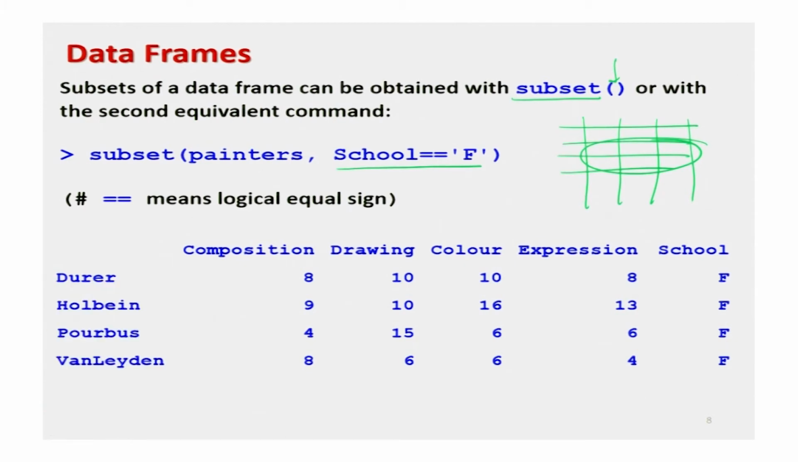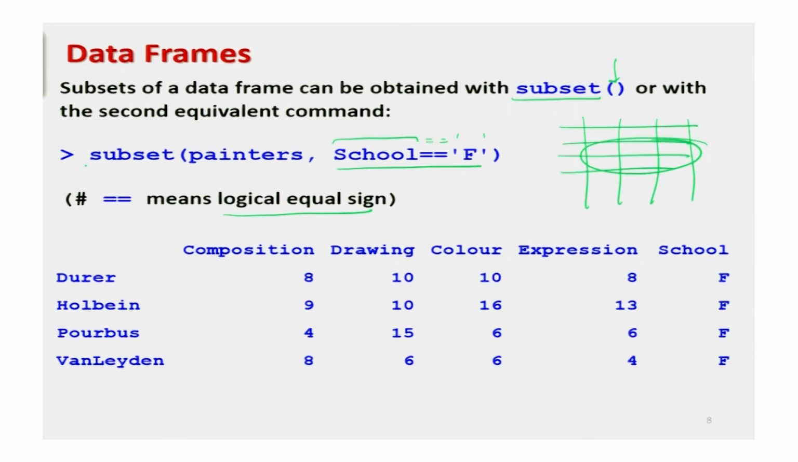Now you have to use your earlier knowledge. The first question is, how are you going to indicate that school is equal to only this F? F is a factor variable, so this F is a character. So I write the name of the variable, school, and then a double equality sign. You know, this is the logical equal, and then within quotes I write the name of the character, that is capital F.